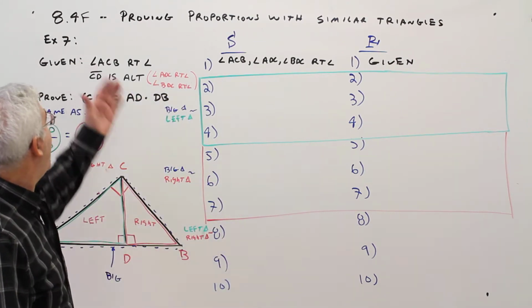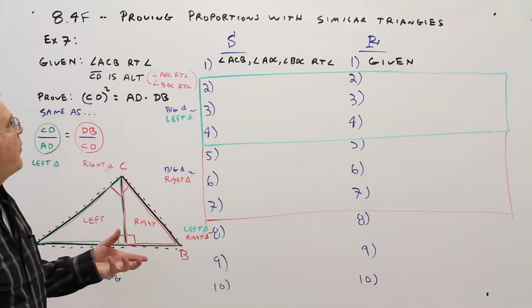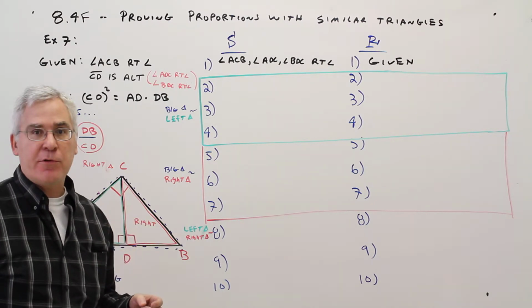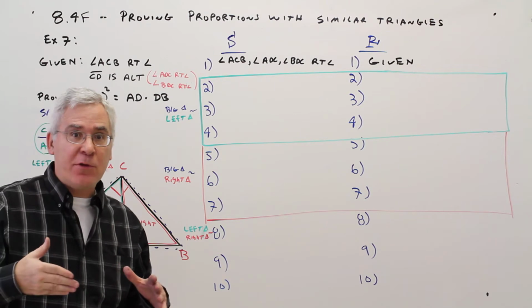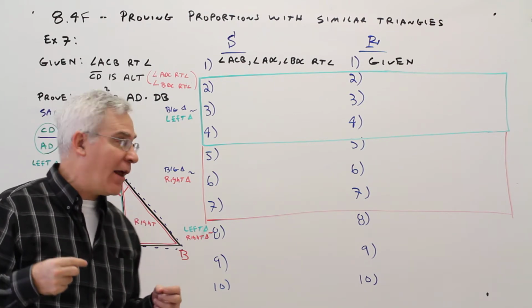Welcome to video 8.4f, another proof involving proportions with similar triangles. This proof will actually help form the basis for the altitude to hypotenuse theorems in chapter 9.